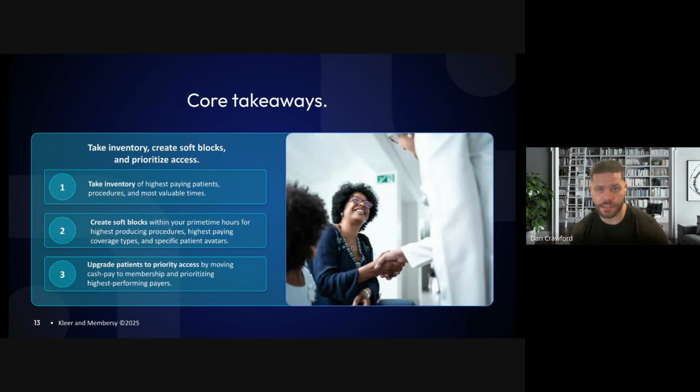So lastly, what have we learned here today? Some key core takeaways. First, let's define that most productive day for your practice. Take stock of your highest paying procedures, your most consistent and reliable avatars, and on your schedule, what are the most valuable times for you where you have availability, your providers are there, and you can give those patients the time and care they need.